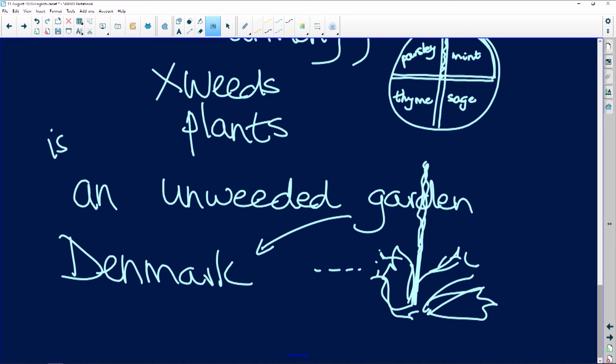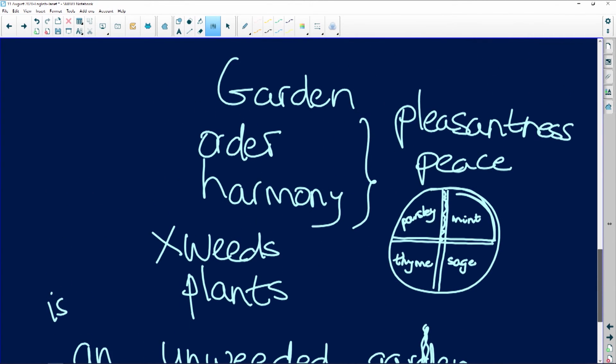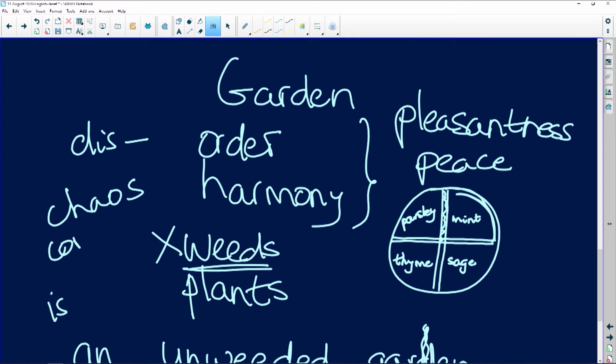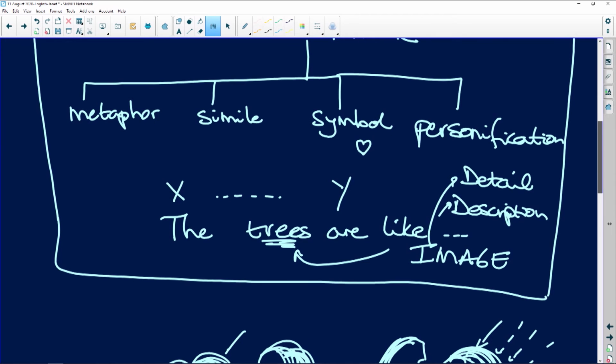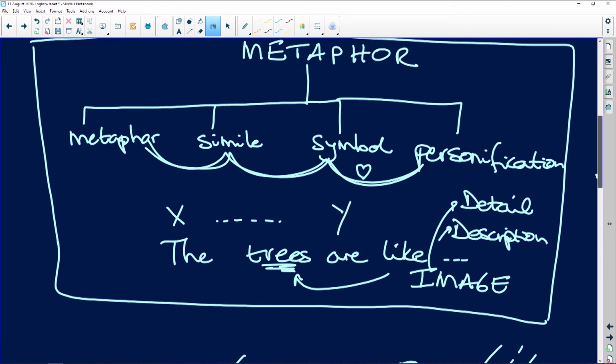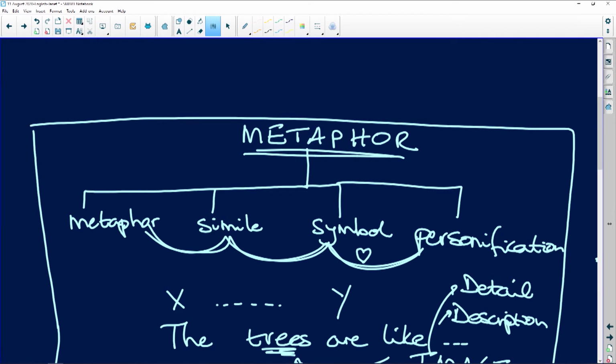So Denmark is being described as an unweeded garden, suggesting it's everything the opposite of what we wanted over here, of order and harmony. It's therefore a place of disorder and a lack of harmony, and it's full of weeds. So there is some idea of chaos, and obviously we're going to get to the word corruption. So Denmark becomes a symbol, but it's also a metaphor. So do you see, Sharon, it's not so much in what way these things are different from each other. They all form something to do with metaphor.